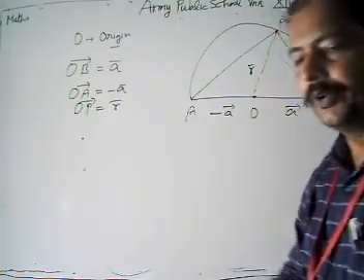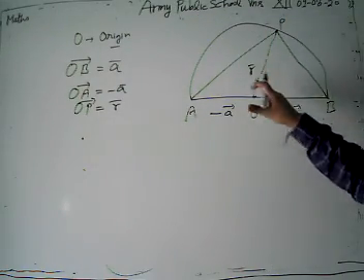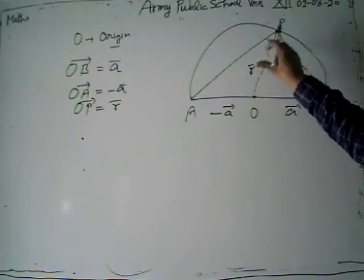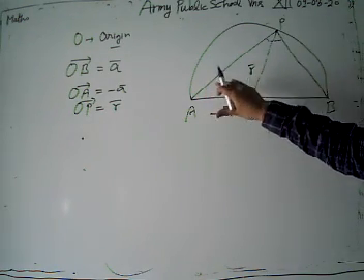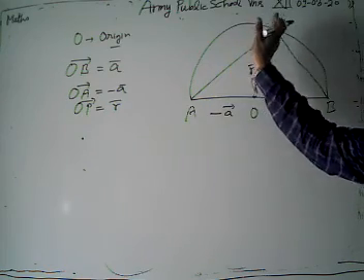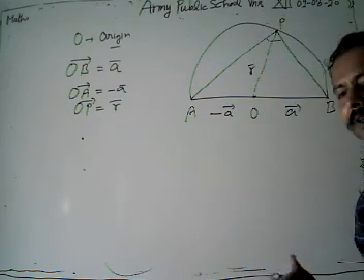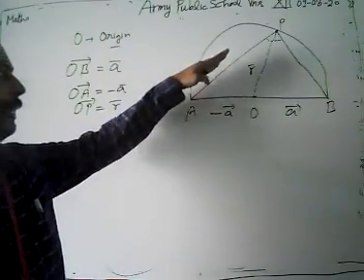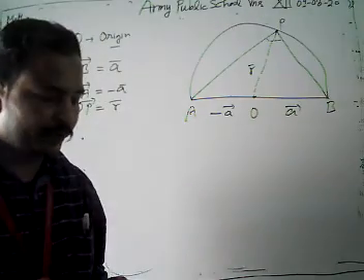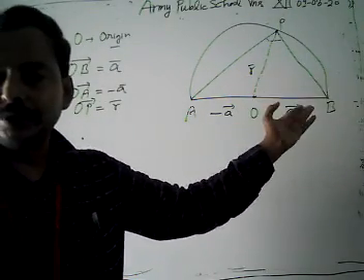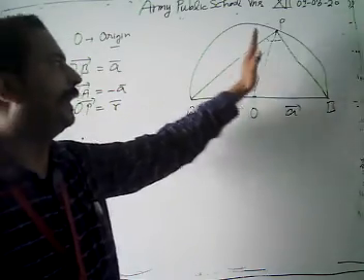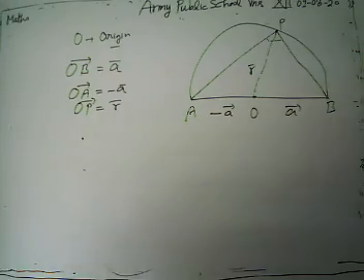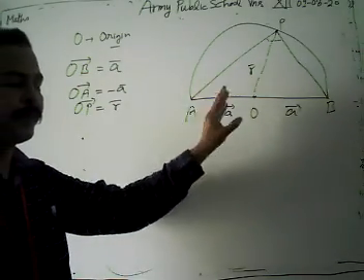Now what we have to show is that the angle at P is a right angle. We have to show that the dot product of AP and PB is zero. If the dot product of vector AP and vector PB is 0, that means these vectors AP and PB are perpendicular to each other. So we have to find the dot product of AP and PB.